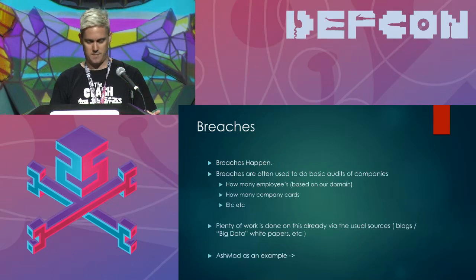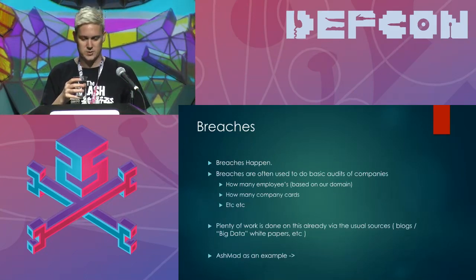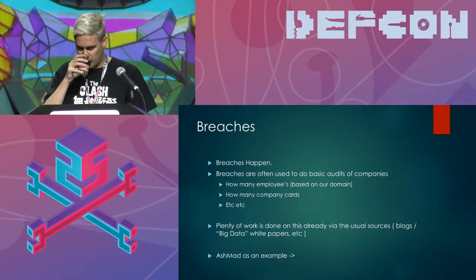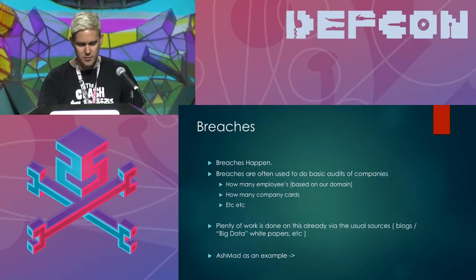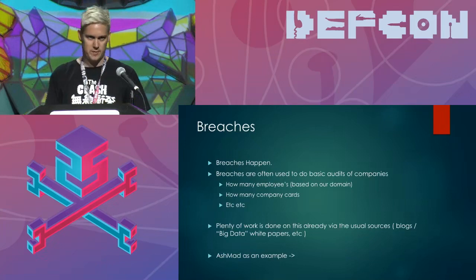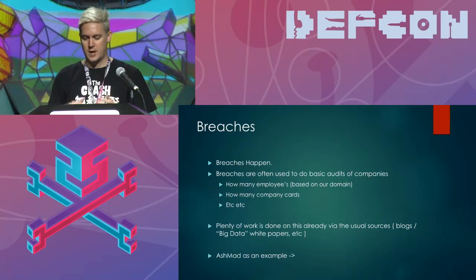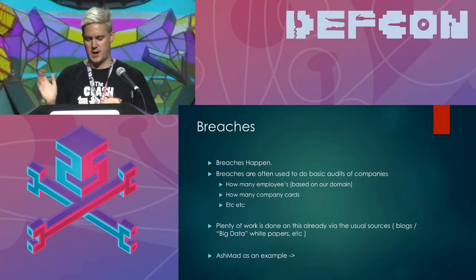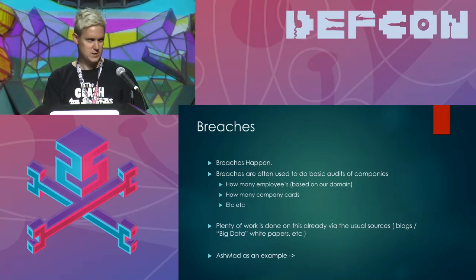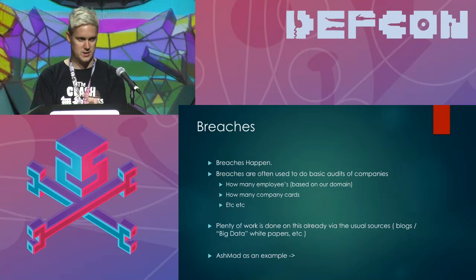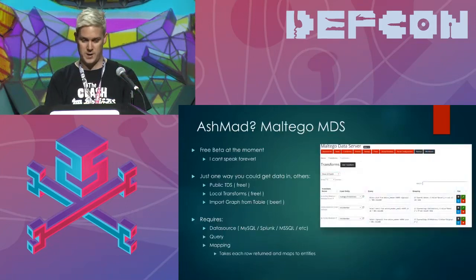So breaches happen all the time, right? There's hundreds of them. There's loads and loads of different data sources that you can use to get these. And everyone kind of does the same audit of it. So they say, hey, are our credit cards in there? Who was involved in this? And there's loads of work done on this by blogs and white papers and things like this. And actually, I'm just going to use the Ashley Madison as an initial example, and then I'll go from there.